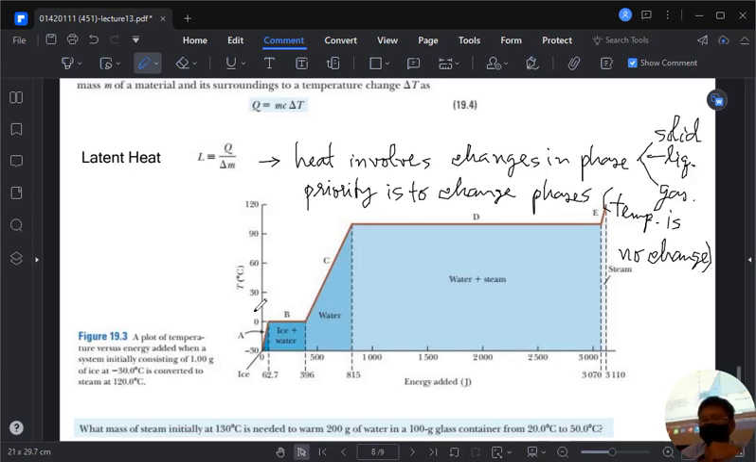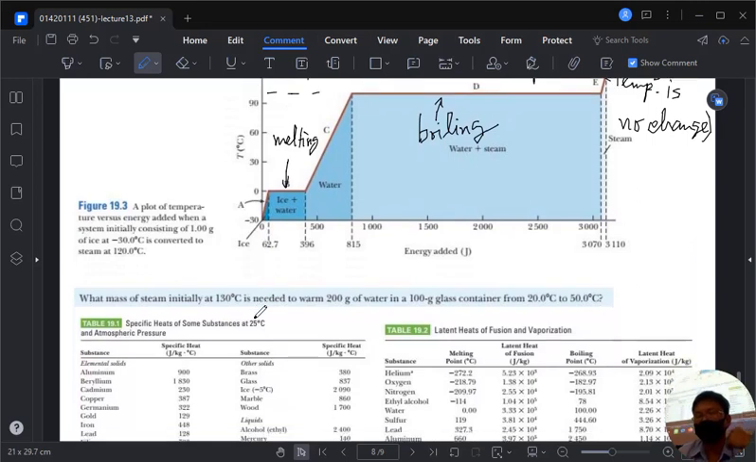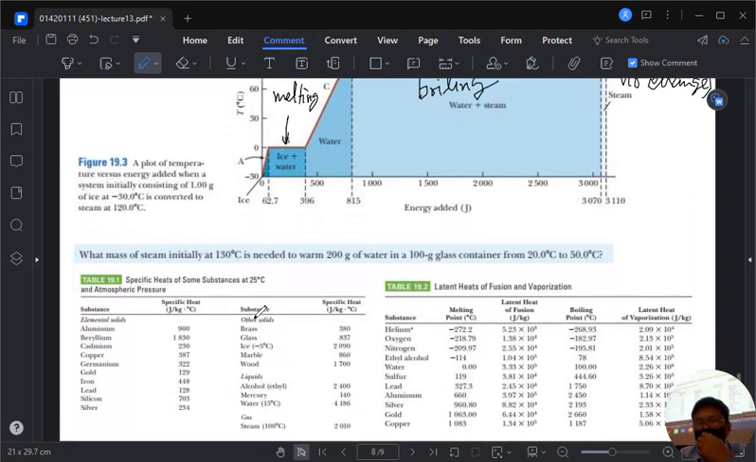You have to stir it. And then it's going to start melting. This is melting. And then the water is going to heat up, and it's going to go boiling at 100 degrees and 0 degrees Celsius. You should be able to convert between them, okay?